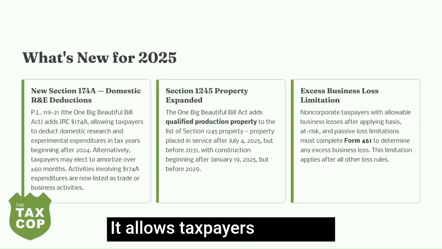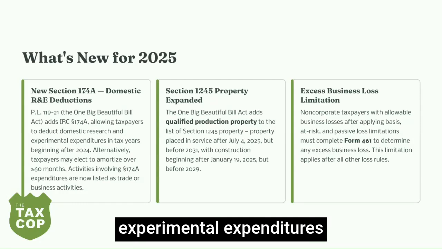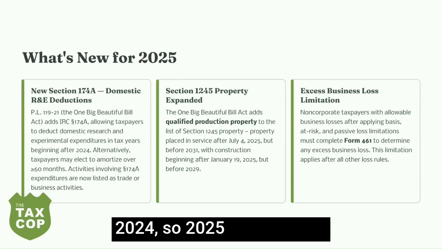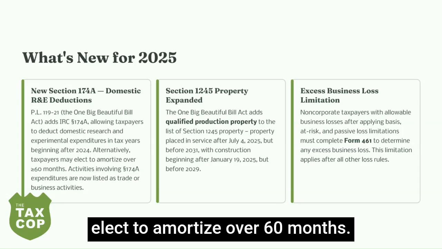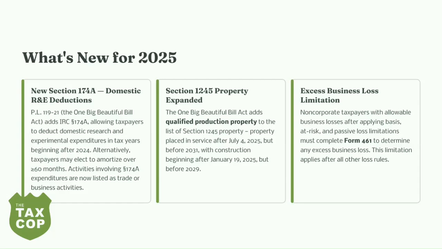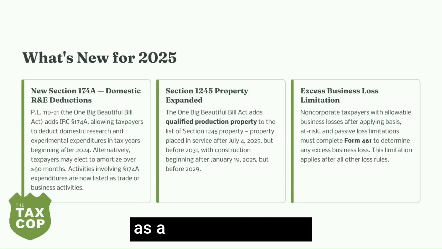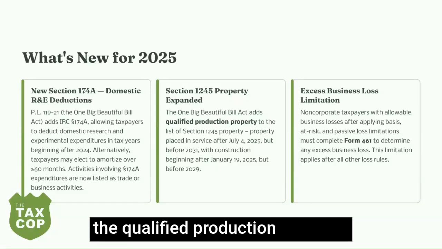It allows taxpayers to deduct domestic research and experimental expenditures in tax years beginning after 2024. So 2025 and forward. And then what happens is they can elect to amortize over 60 months. That's the part that's most important. Those activities can be listed as a trade or business. Section 1245 property expanded as the qualified production property.